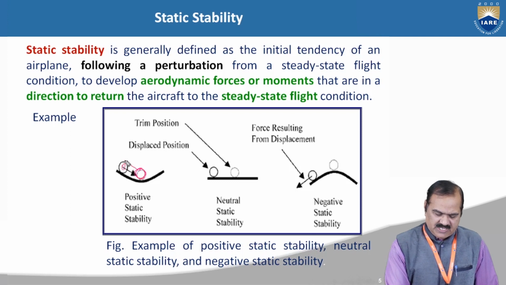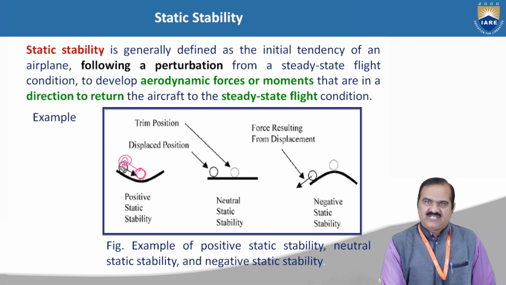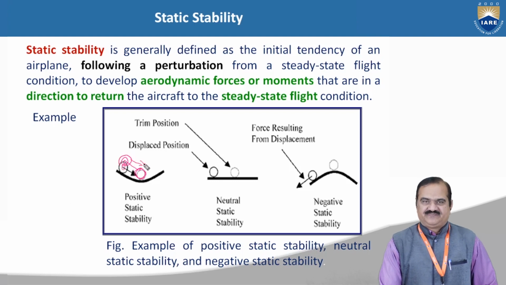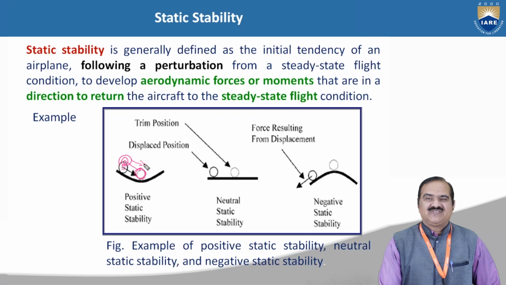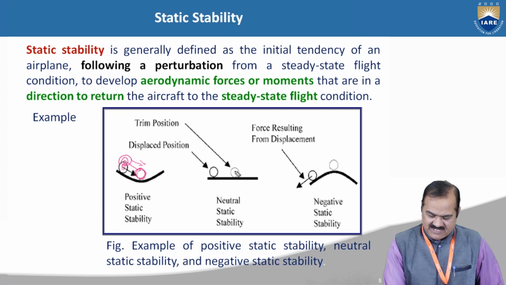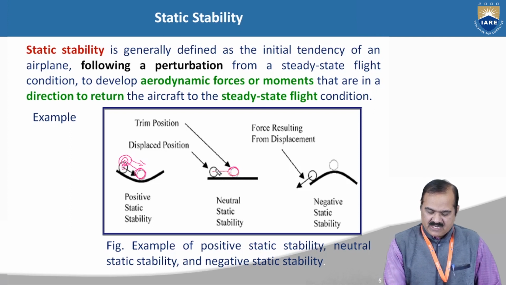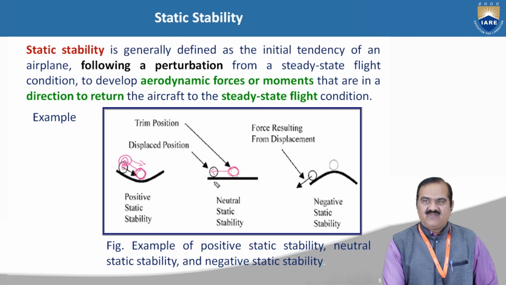If we move this ball here and leave it, the intention of the ball is to revert to its original position. So this is called positive static stability. The second case is the trim condition. The ball is at this place at the trim condition. If we move from here to here, this ball will try to remain in this position only. So this is called neutral static stability.